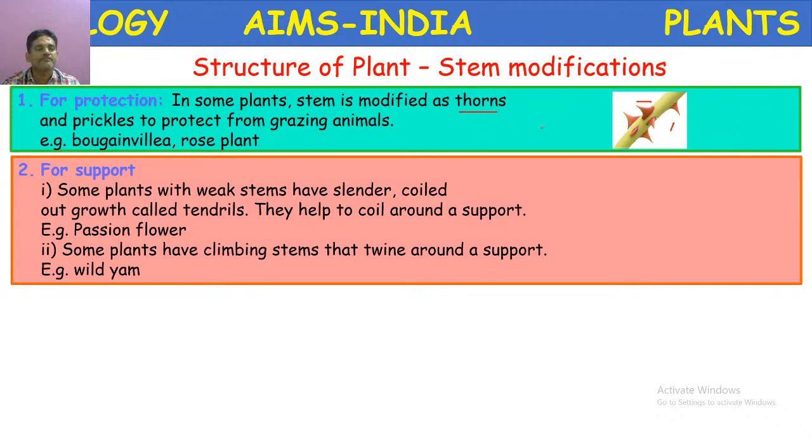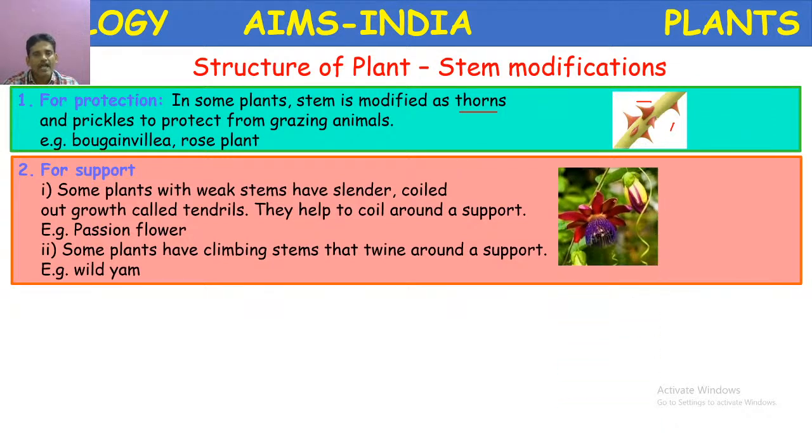Second, modification for support. You know, a variety of plants we see in our surroundings. Some plants will creep, some plants will climb, some plants possess a woody stem, some plants possess a very weak stem. So here, for support, certain plants like climbers, beans, all gourds, different types of gourds, bitter gourd, bottle gourd, snake gourd, some of these plants with a weak stem have slender coiled outgrowths called tendrils.